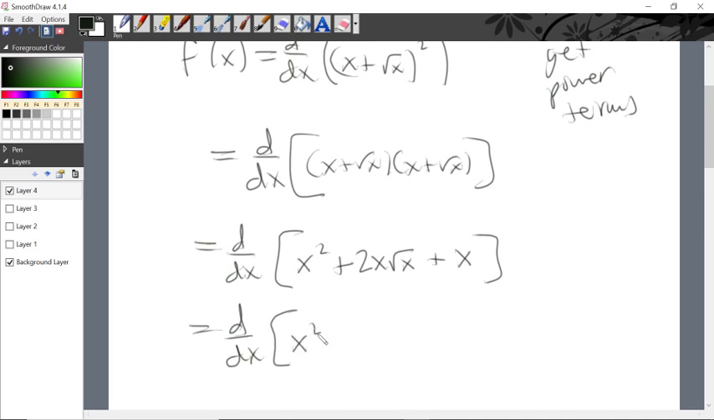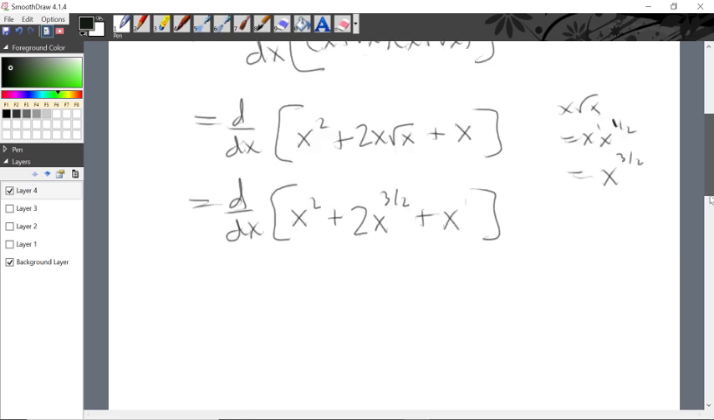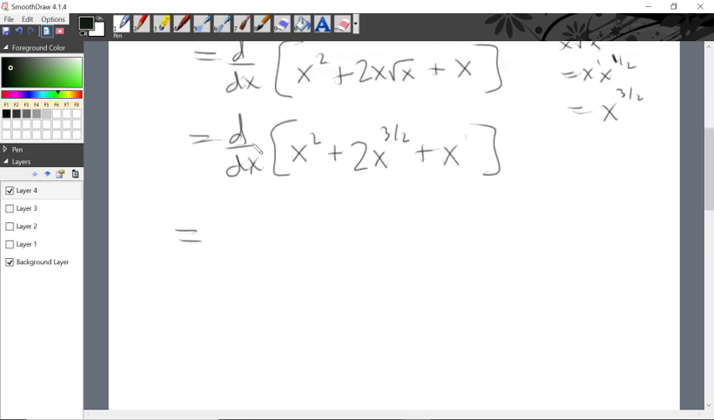Though the first one's already a power term, the last one's a power term as well, but the one in the middle we need to adjust by rules of exponents. x root x is x to the first times x to the 1/2, which is x to the 3/2. Add the exponents. So we have 2x to the 3/2 as the middle term, and then x to the first as the last term. We now have power functions as our terms, and we can distribute the differential operator, factor out the constant multiple, and we can apply the general power rule in the next step.